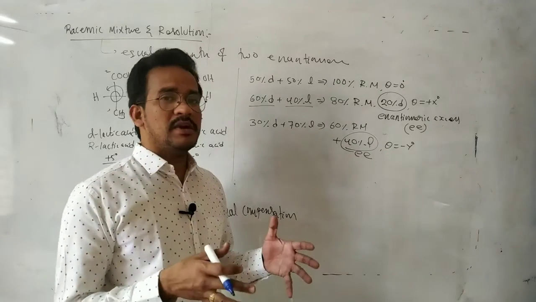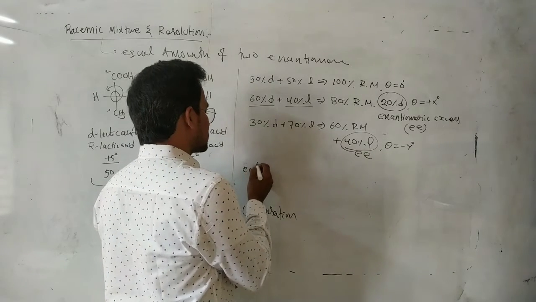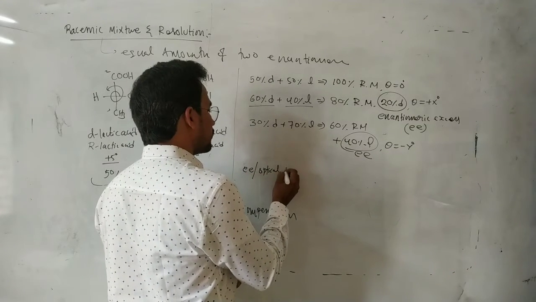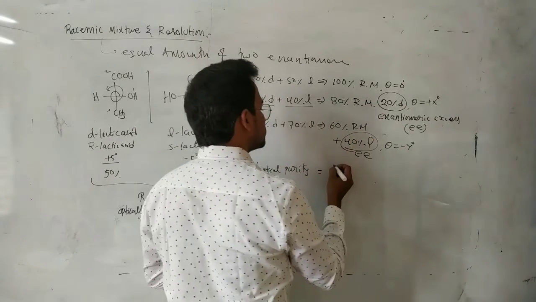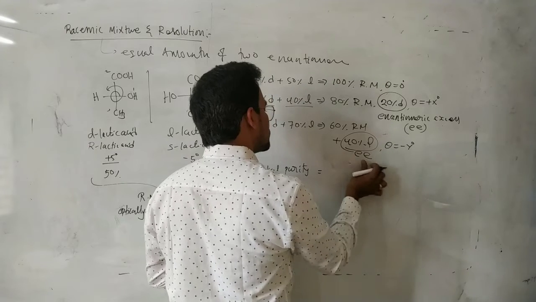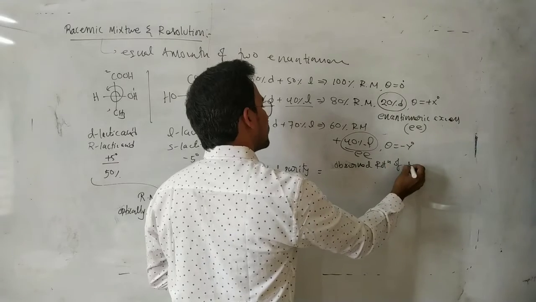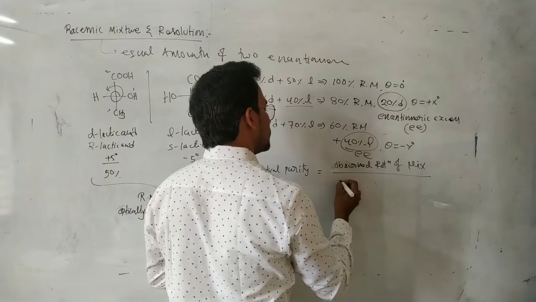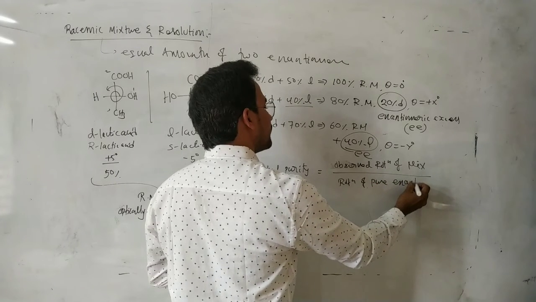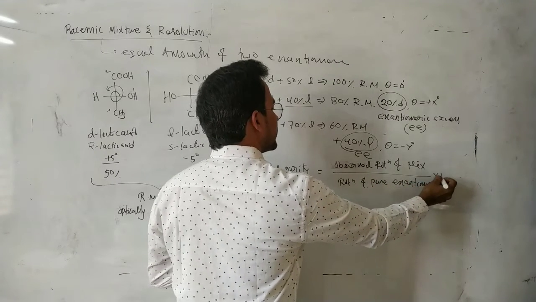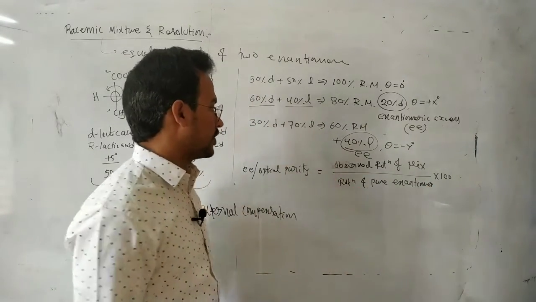Now for a given mixture, how do we calculate the enantiomeric excess? This enantiomeric excess is also called the optical purity. Optical purity equals the observed rotation of the mixture divided by the rotation of the pure enantiomer, into 100. By using this formula we can calculate the enantiomeric excess and optical purity.